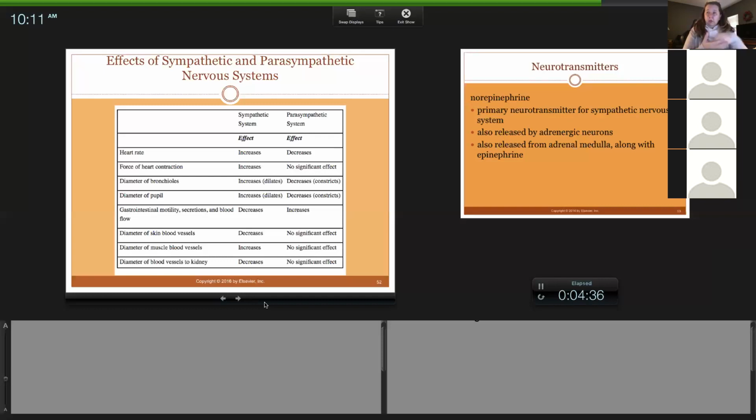But the things that go back and start ramping up are your GI blood flow. Your motility increases again. Your skin blood vessels, you know, they don't change much. Your blood vessels to the kidney, but basically everything that was GI motility, urine flow, all of that in the parasympathetic is going to go back to normal.